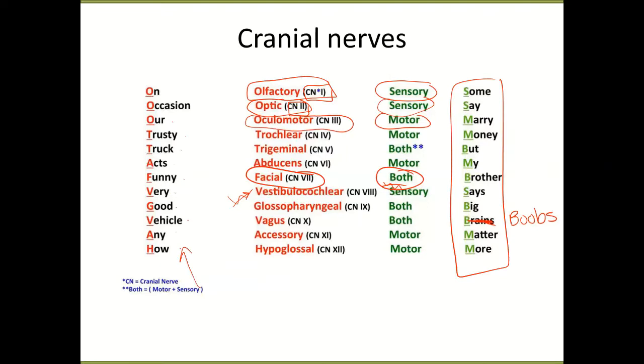If I wasn't willing to give you another better mnemonic for the trusty truck one, you can imagine how dirty those are.